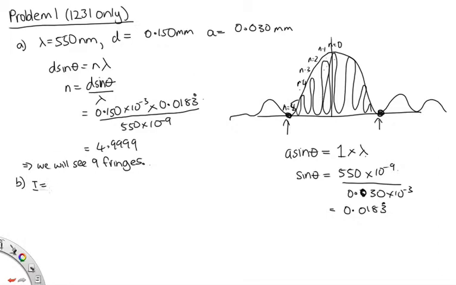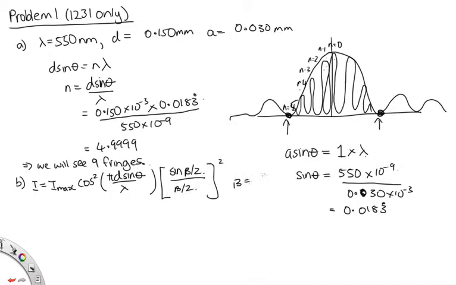So what we have is the intensity is equal to I max times cos squared of pi d sine theta over lambda. This tells us the intensity of a double slit pattern, and then we need to put in the intensity of the single slit diffraction pattern, which is given by sine of beta over 2, over beta over 2, squared, where beta is equal to 2 pi a sine theta over lambda.